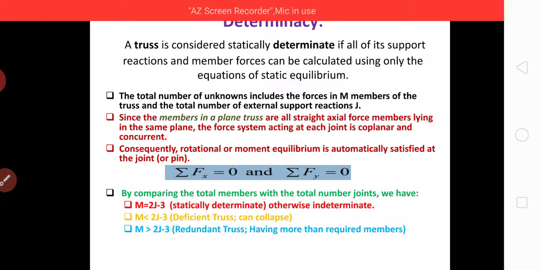Again, as I told you in the second last line, m equal to 2j minus 3 means statically determinate structure. If m is less than 2j minus 3, then it is a deficient structure. If m is greater than 2j minus 3, then it is a redundant or extra member structure.